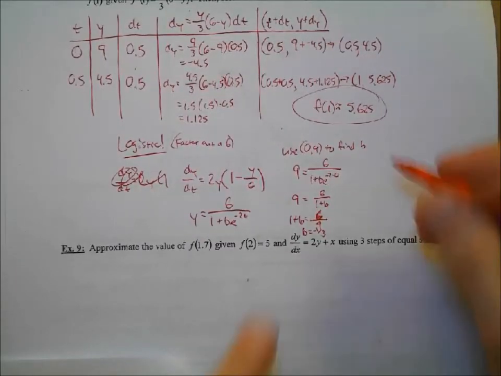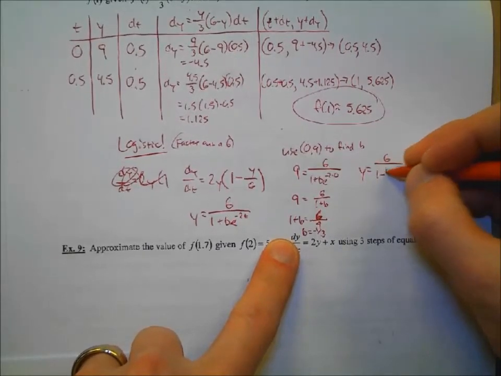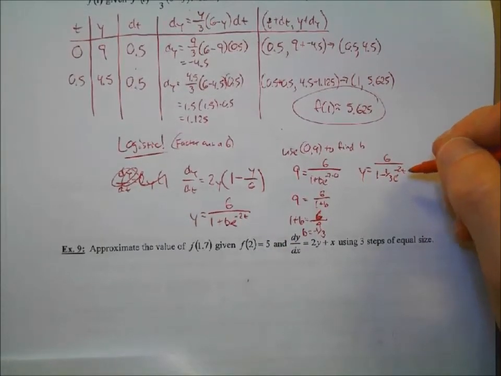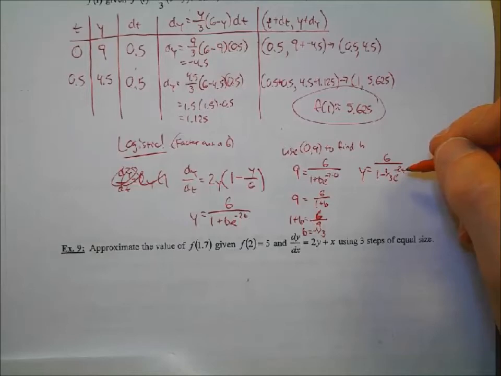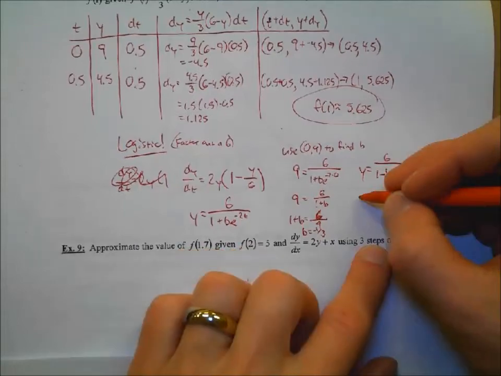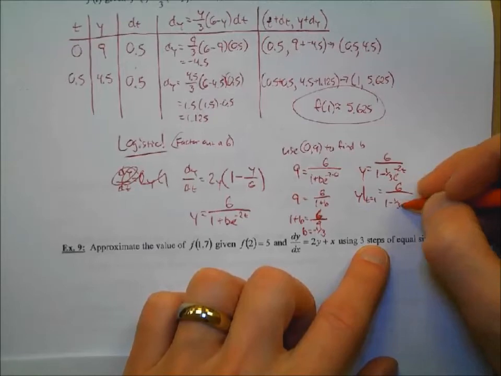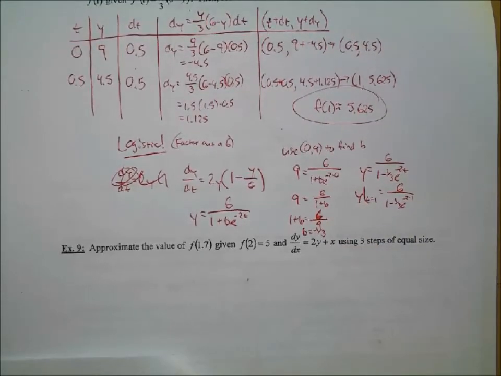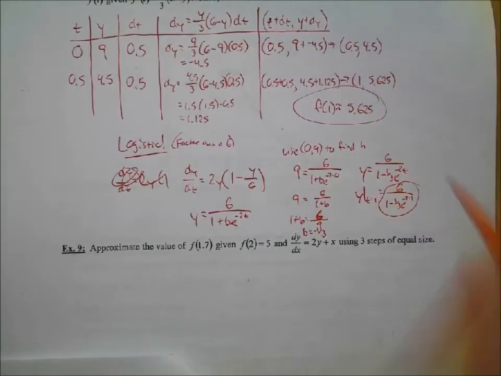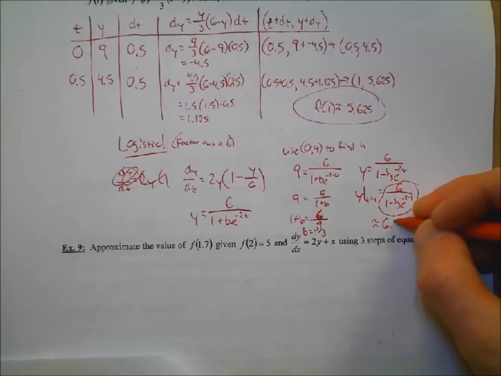And so since b is negative 1/3, now we have y equals 6 over 1 minus 1/3 e to the negative 2t. And of course, we want to use this to find the exact value of y when t is what? 1, right? That's what we were trying to find in the first place. So we'll evaluate y at t equals 1. 6 over 1 minus 1/3 e to the negative 2 times 1. That's the exact value. Okay, which is approximately, when you type it in your calculator, 6.283.